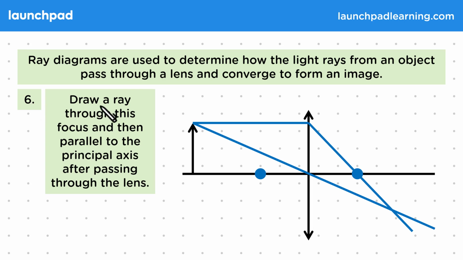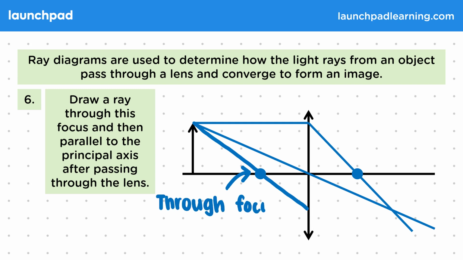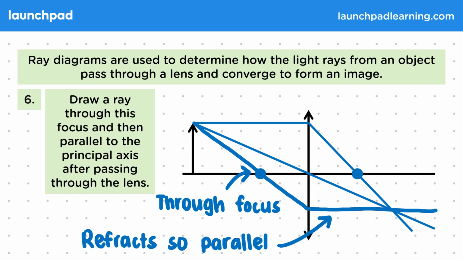In step 6, draw a ray through this focus and then parallel to the principal axis after passing through the lens. Again, since the lens is symmetrical, any ray that's parallel to the principal axis on the right must pass through the focus on the left. It doesn't matter which direction it's travelling in. So we can draw a ray from our object through the focus, which will then travel like this, since it has refracted, so it's parallel to the principal axis.